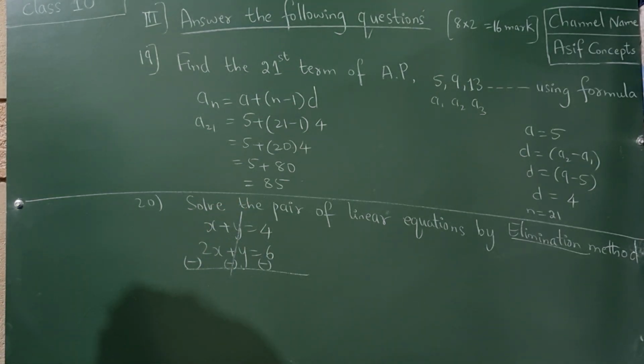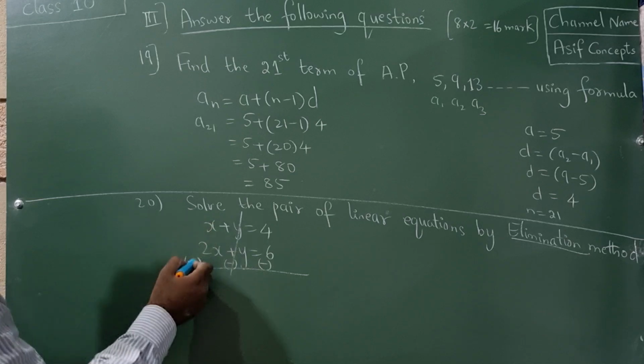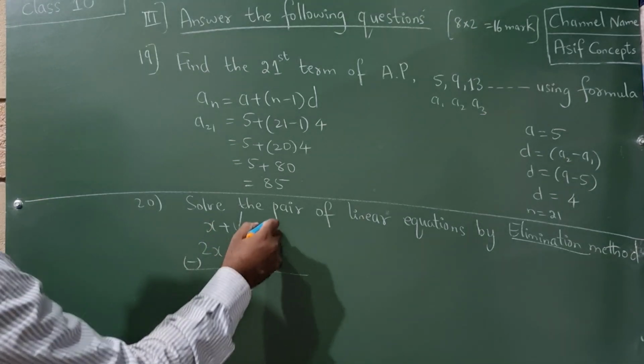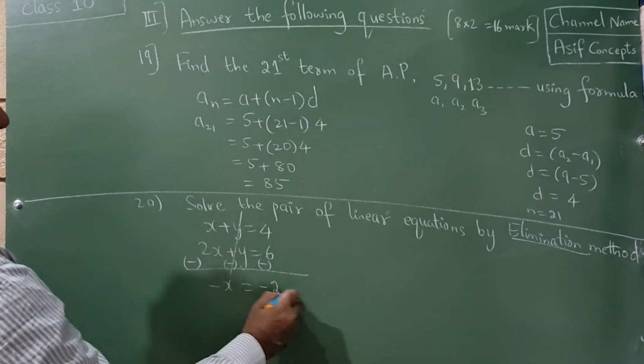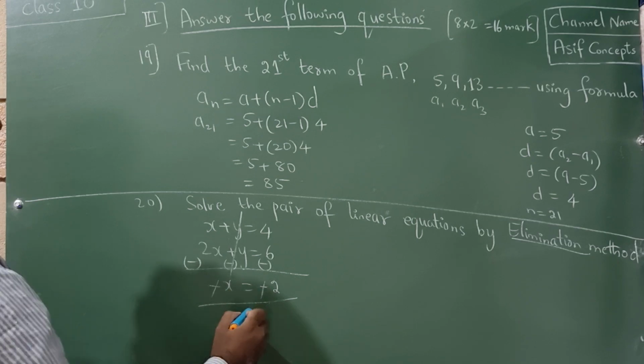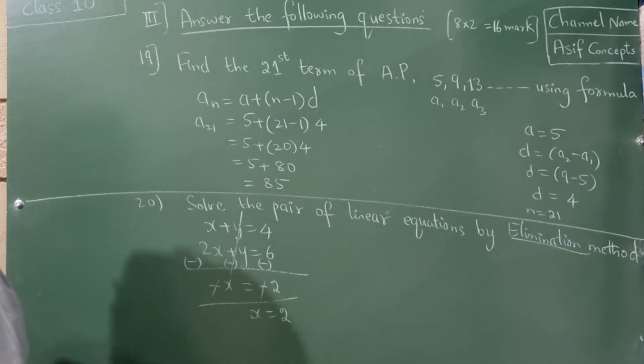Both y terms get eliminated. Now 1 minus 2 is minus x. 4 minus 6 is minus 2. Cancel this minus and this minus. So the x value will become 2.